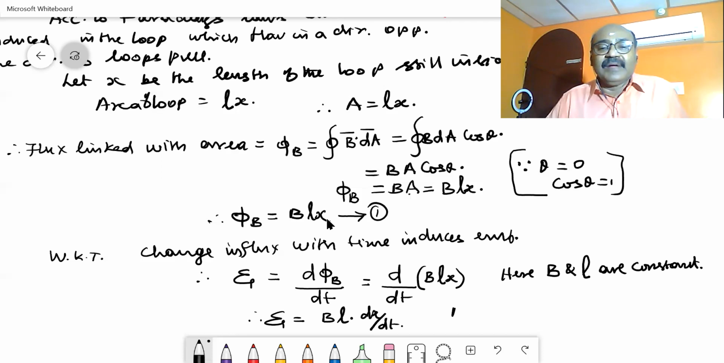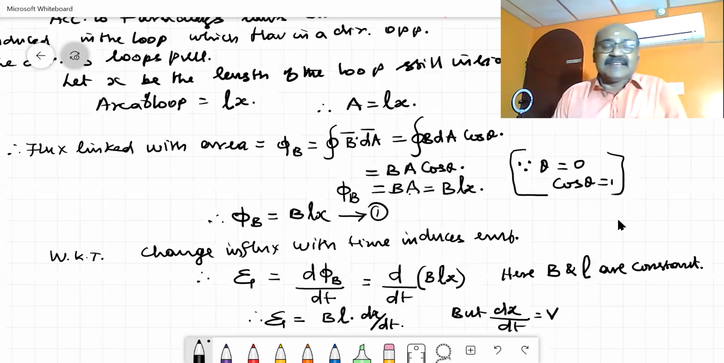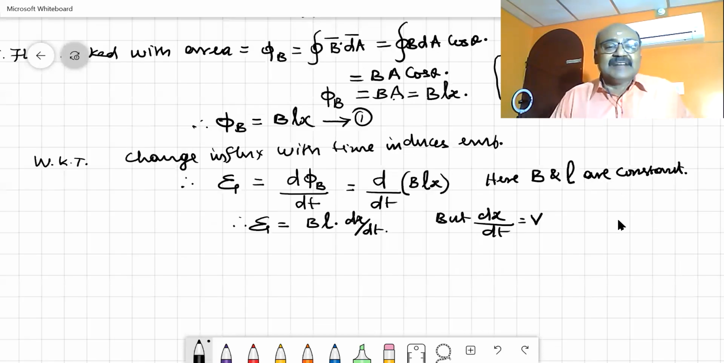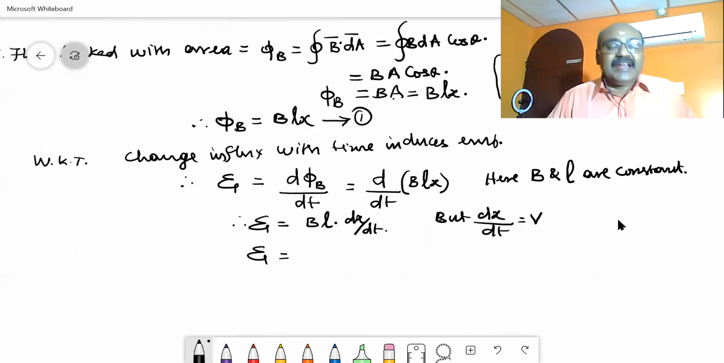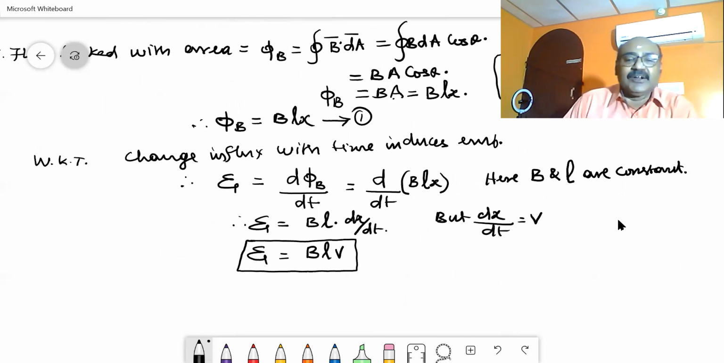But dx divided by dt is the rate of change of displacement, which is given as velocity. If so, then we can write the equation for the induced EMF E as B into L into V. This is the same formula that we got by the Lorentz method. So the EMF induced is B into L into V.